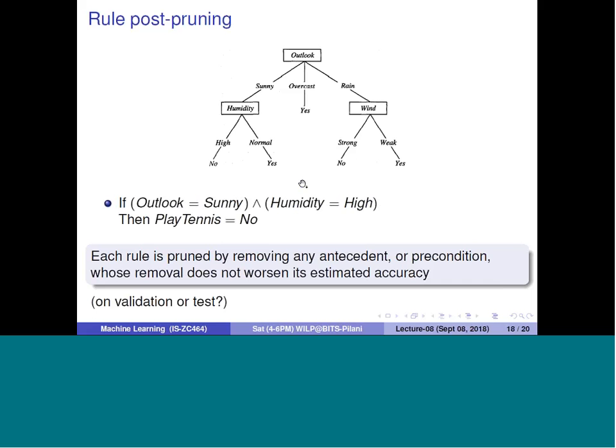And when you get the smaller rule, you try to see what the accuracy is, and then you rank all these rules based on the accuracy. Based on the accuracy, when a new item comes, you use these rules for the classification. Is it clear?